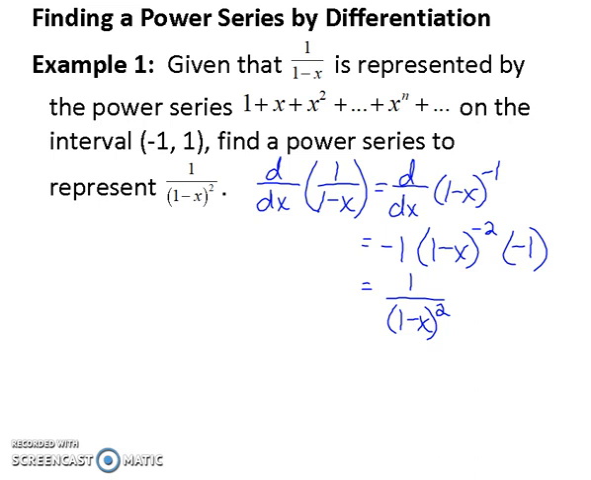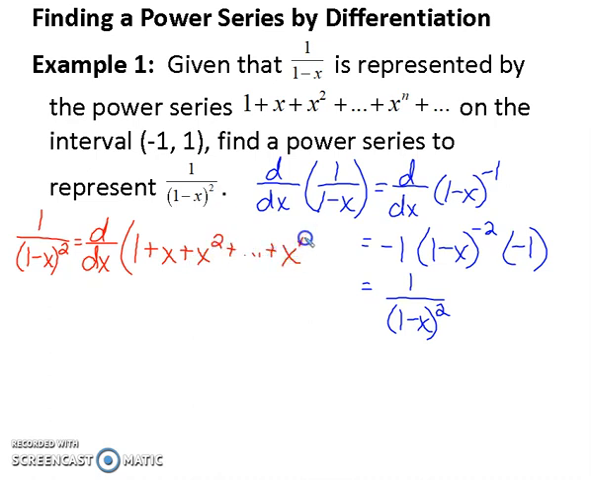Well, if the two functions are related in the format that 1 over 1 minus x quantity squared is the derivative of 1 over 1 minus x, then that would mean that their power series are related the same way. So if I want the power series for 1 over 1 minus x quantity squared, I just need to take the derivative of the power series notation for 1 over 1 minus x. So you literally can go through and just do term by term derivatives.